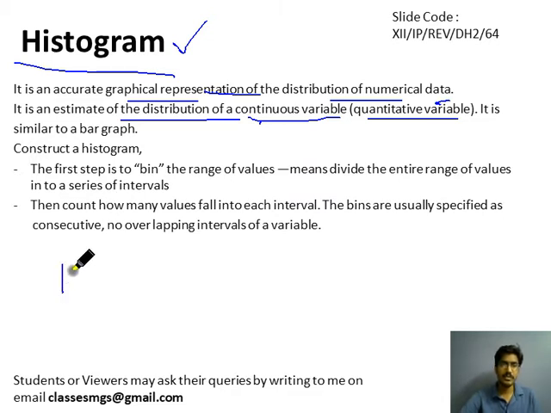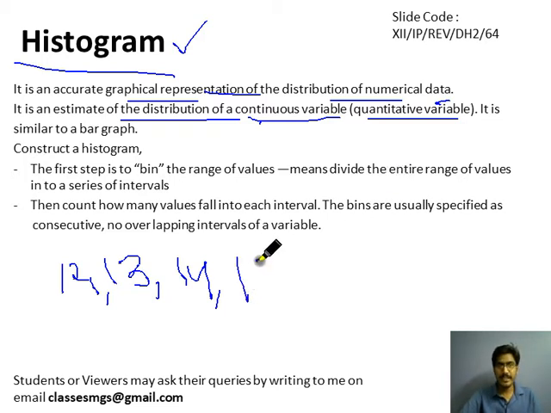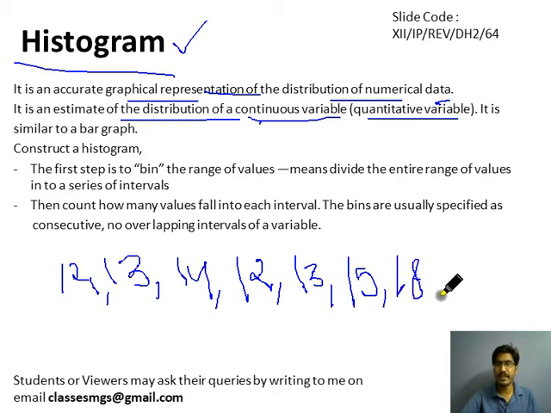There are the ages of the students, like a 12 year old student, a 13 year old student, student 2 has age 13, let's suppose student 4 has age 12, student 5 has age 13, student 6 has age, let's suppose, 15, student 7 has age, let's suppose, 18, student 8 has age, let's suppose, again 14.